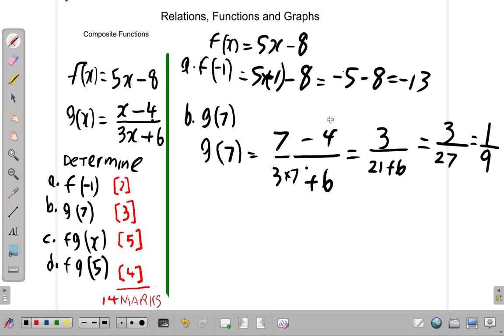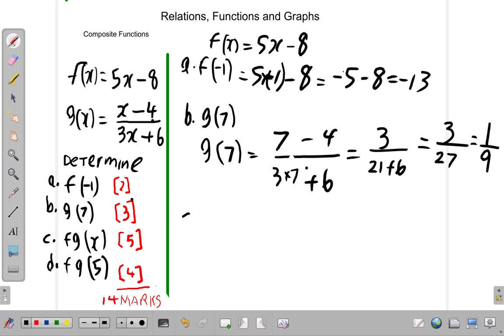So again, g of x is x minus 4. G of 7 is 7 minus 4 divided by 3x plus 6. In g of 7, this is 3 by 7 plus 6. 7 minus 4, that's 3 up here. 3 by 7 is 21. So it's 21 plus 6. 21 plus 6 is 27. But we see we can divide down. There is 1 3 in 3, so it's 1 up here, and there are 9 3's in 27. It's 9 down here. So the answer for g of 7 is 1/9. So you get 3 marks for that.